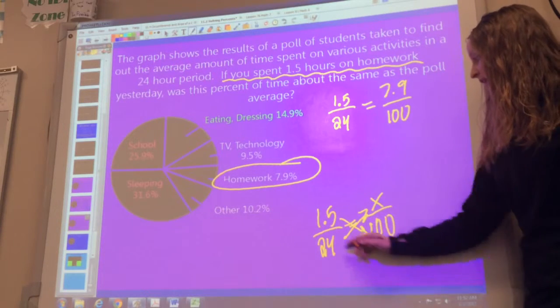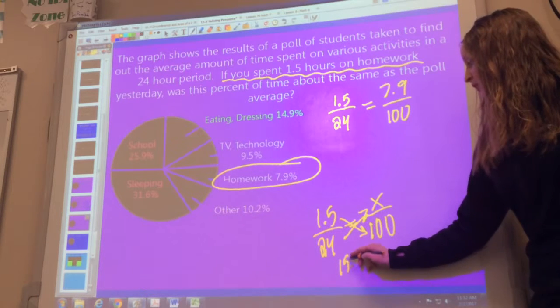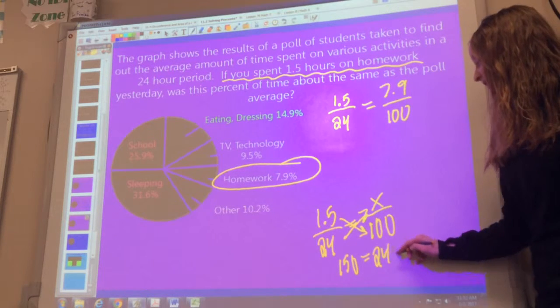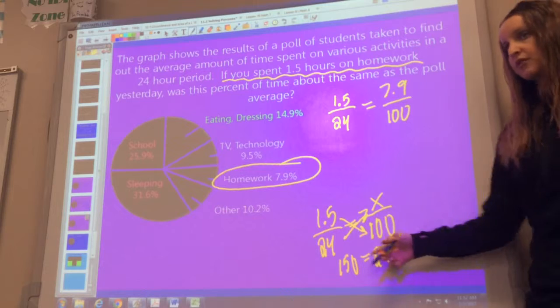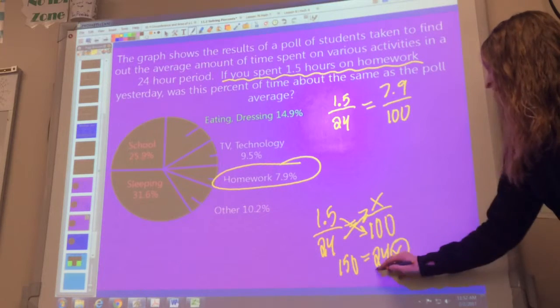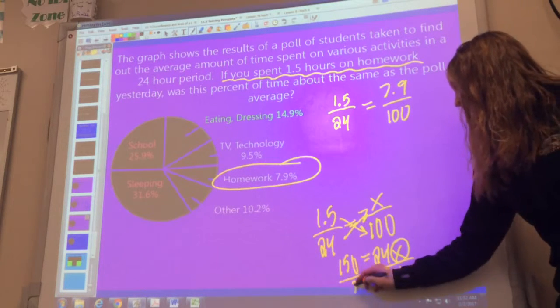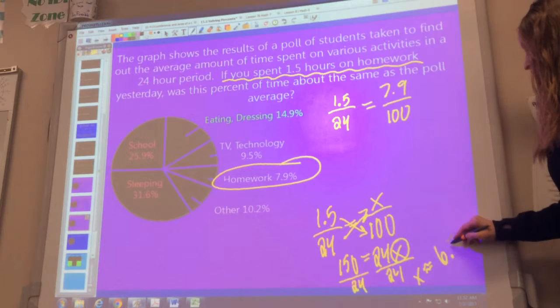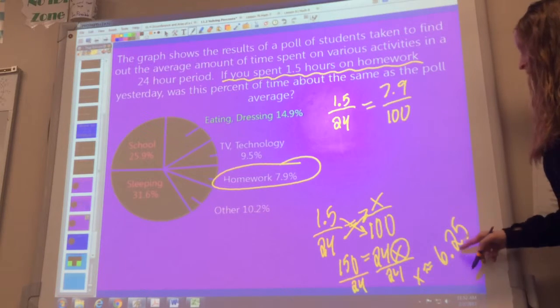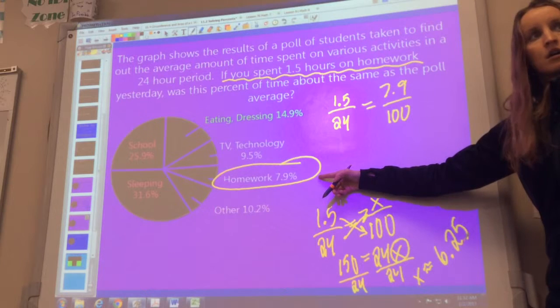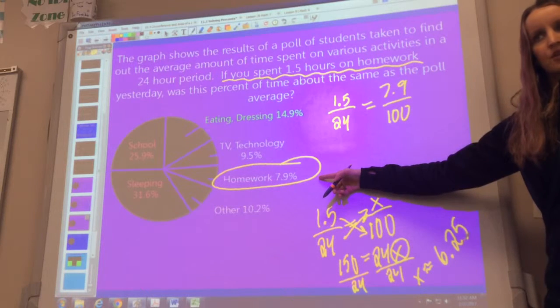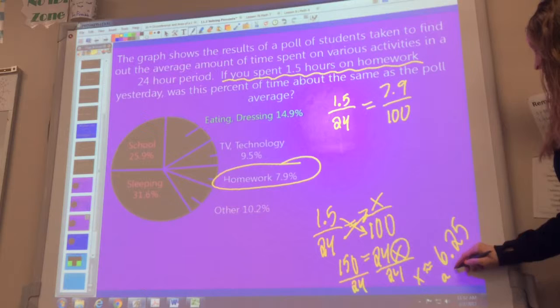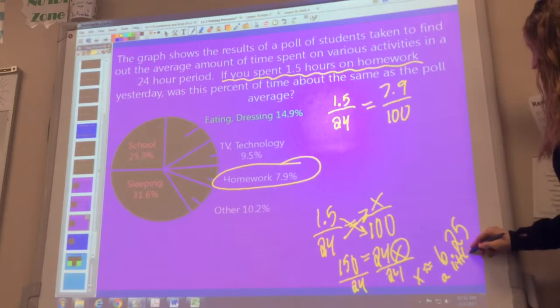Yeah, that's great. Okay, and when we multiply this by 100, then we get 150 equals 24x. How would we solve for x? We would divide both sides by 24, and we would get 6.25. No, 6 point. Yeah, that's what I said. What would you guys say then to answer the question? A little less, yeah.